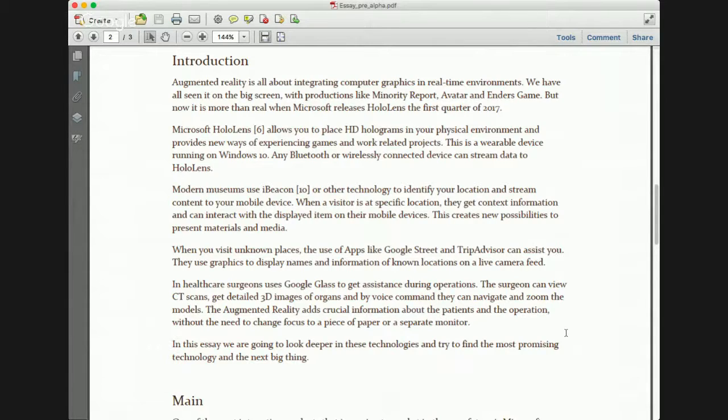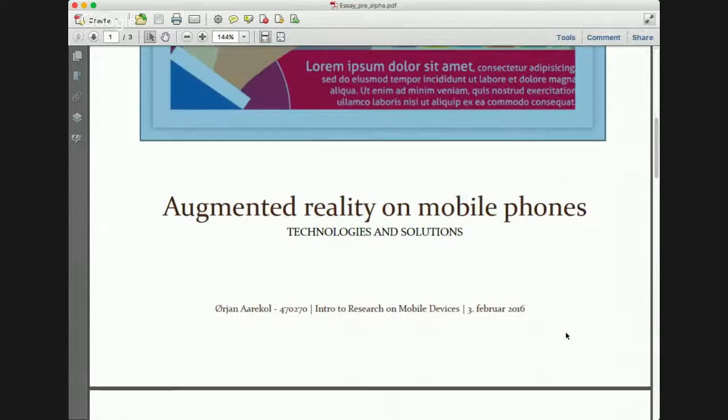That's fine. I like the front page because it has the title, the author, and so on. So it's kind of well organized there. So that's good.